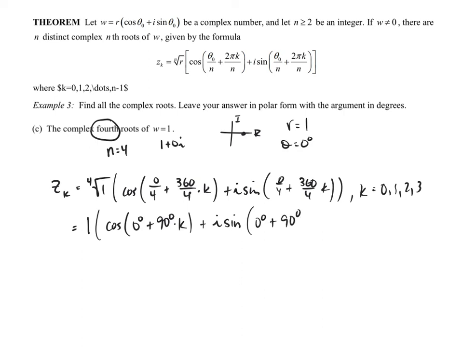Okay, and then 360 divided by 4 is 90 degrees times k, and that's for k equal to 0, 1, 2, and 3. Okay, you guys let me know if you have any questions, and that'll do it for section 8.3.